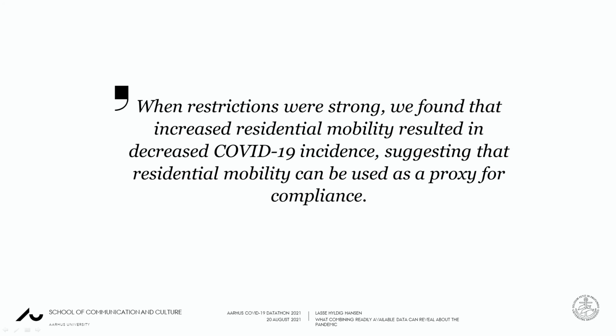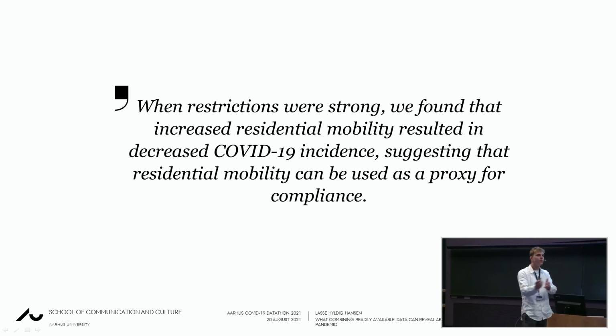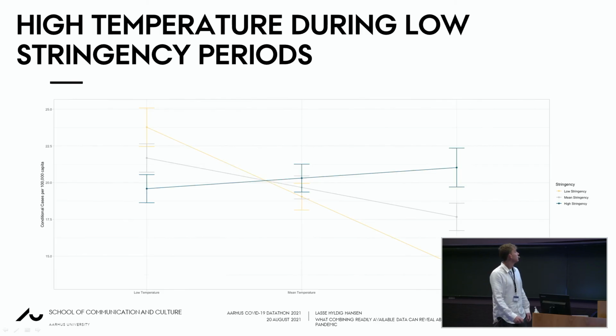This is just a line from the paper. When restrictions were strong, we found increased residential mobility resulted in decreased COVID-19 incidence. And so our suggestion is that residential mobility can be used as a proxy to study social compliance. So it needs to be in this interaction with stringency for this to actually work.